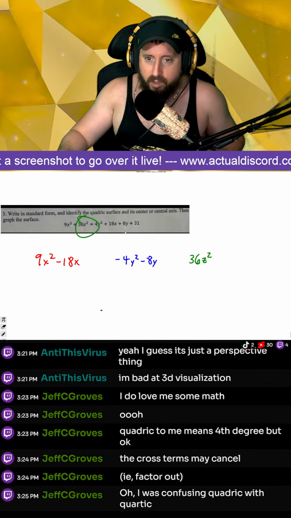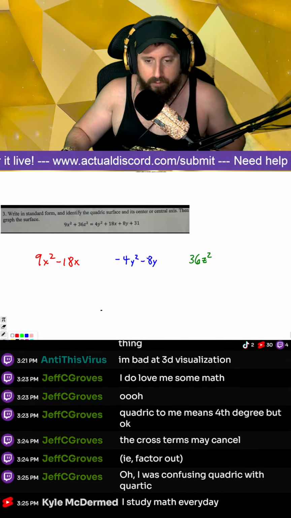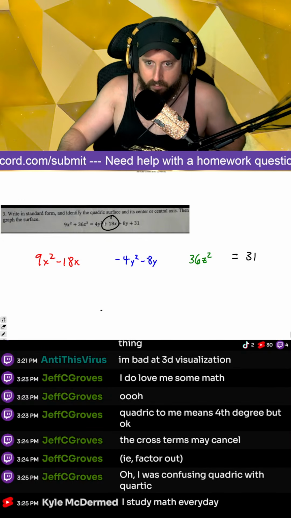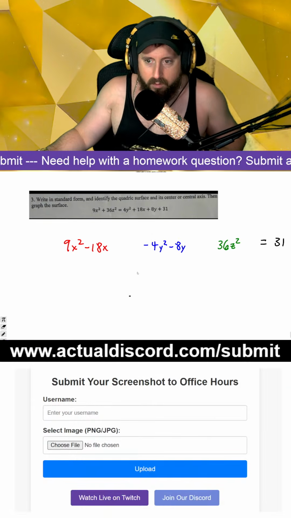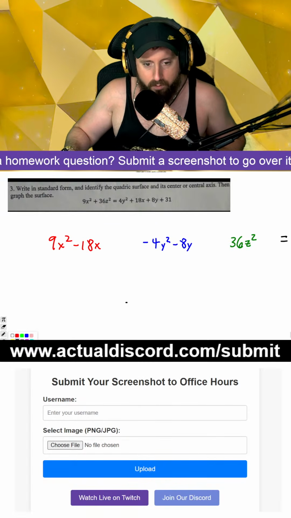Oh, there's no z. There's no other z term here. Oh, okay, cool. All right, and then we're going to leave this with is equal to 31. So wait, we've moved this one over, we moved this one, we moved this one. Okay. All right, next step is to complete the square.